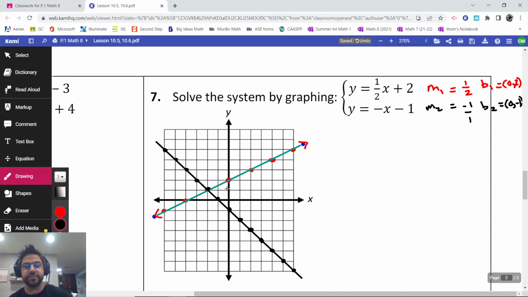So remember, what we're going to ask you to do next to your graph is identify the point of intersection, which is left 2, which is a negative 2, and then up 1, which is a positive 1.